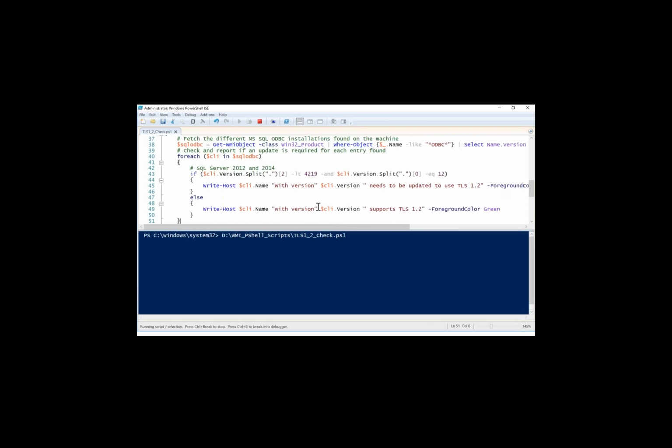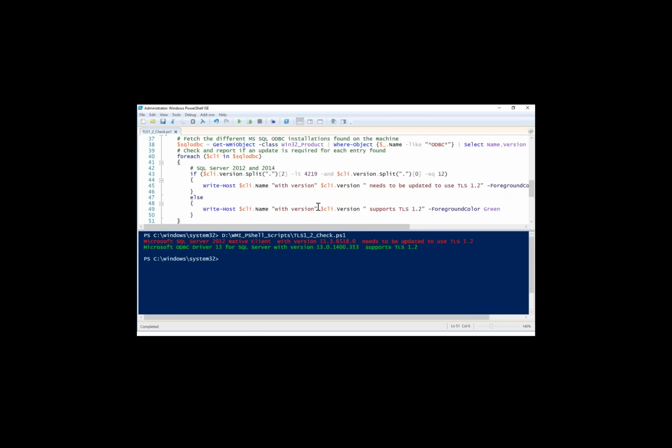It's going to pick out the products. It's then going to check if the build matches the one that we have in the if condition. If that's the case, it's going to print out an update required. So my native client requires an update to support TLS 1.2, and I have SQL Server 2016 installed on the box, so I will have the latest ODBC driver. It mentions that that's not required because that version already supports TLS 1.2. Similar automation can be written to automate the database engine checks as well.